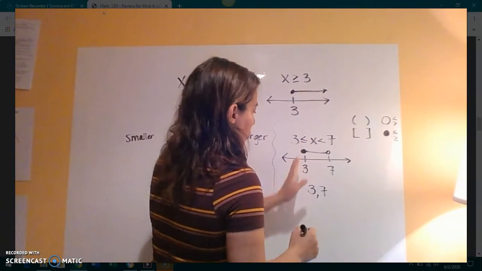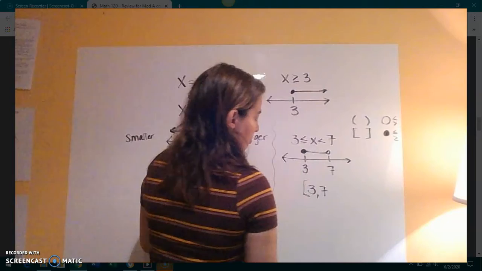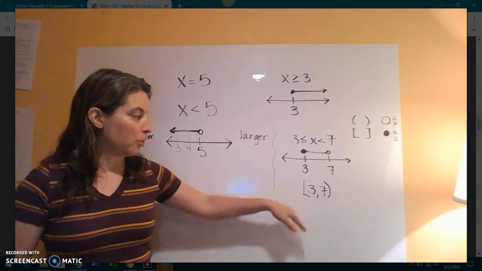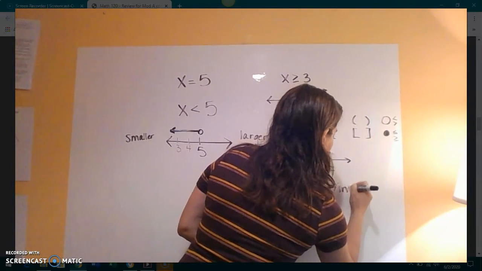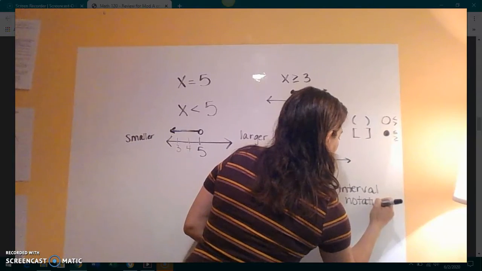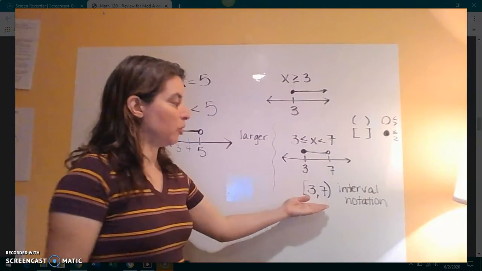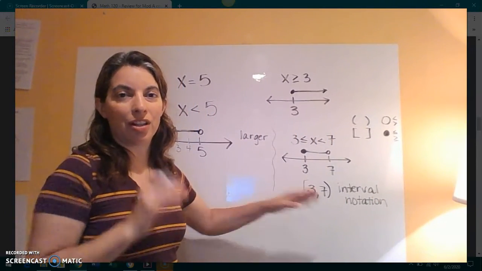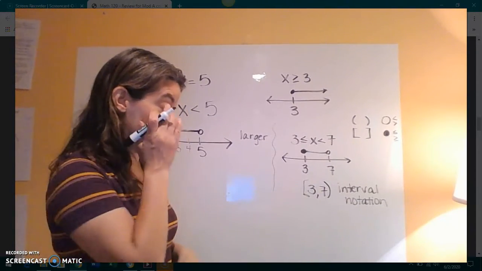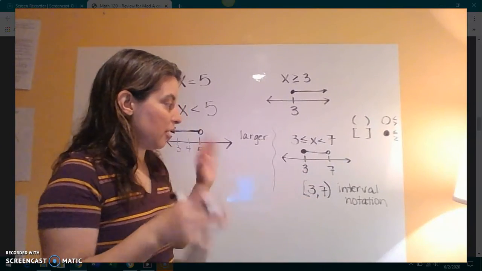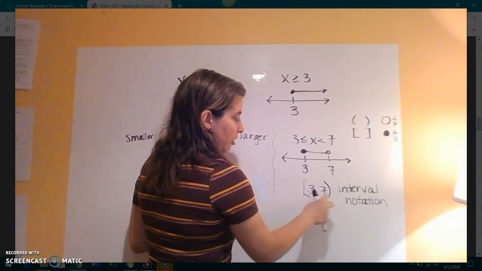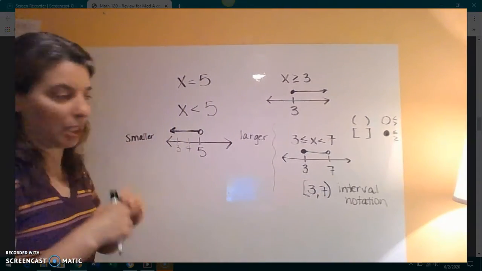So in this case, 3 is included. So my 3 gets a bracket. My 7 is not, so my 7 gets parentheses. This is what we call writing this in interval notation. Looking at this, it's one of those mathematical things where there's a lot of information in this tiny expression. Mathematicians like to not have to write a lot of things out. So this is saying my numbers go from 3 to 7, 3 is included, 7 is not. It's all in just that little piece of information.